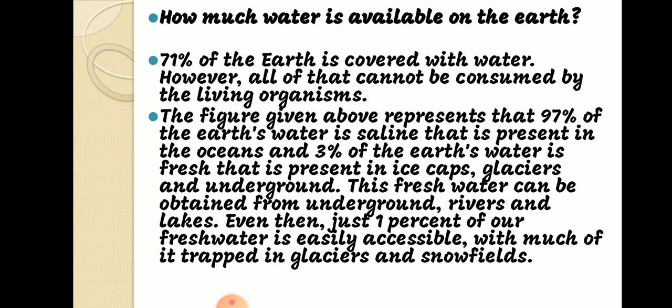71% of the earth is covered with water. However, all of that water cannot be consumed by the living organisms. As discussed in the figure, 97% of the earth's water is saline, that is present in the oceans, and 3% of the earth's water is fresh, that is present in ice caps, glaciers, and underground. This fresh water can be obtained from underground, rivers, and lakes. Even then, just 1% of our fresh water is easily accessible, with much of it trapped in glaciers and snowfields.